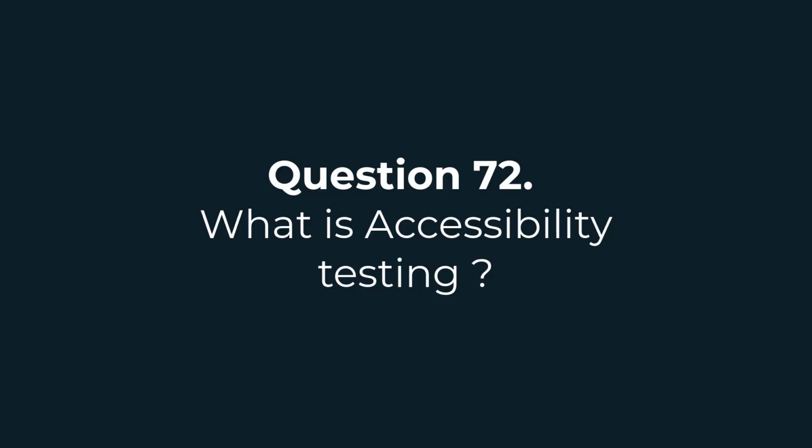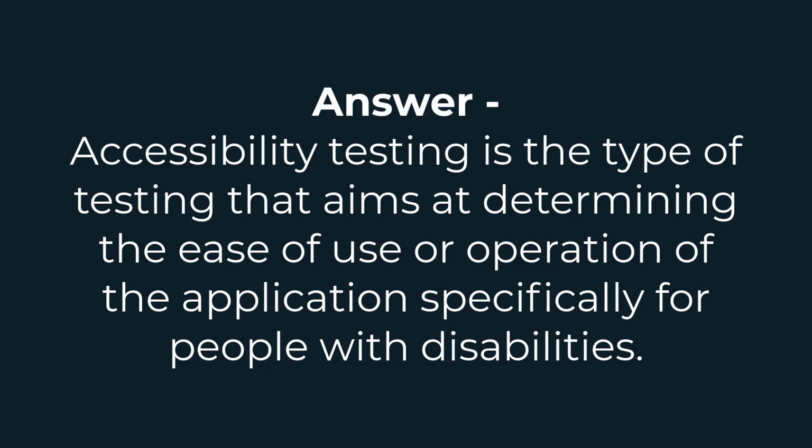Question 72. What is accessibility testing? Answer. Accessibility testing is the type of testing that aims at determining the ease of use or operation of the application specifically for people with disabilities.